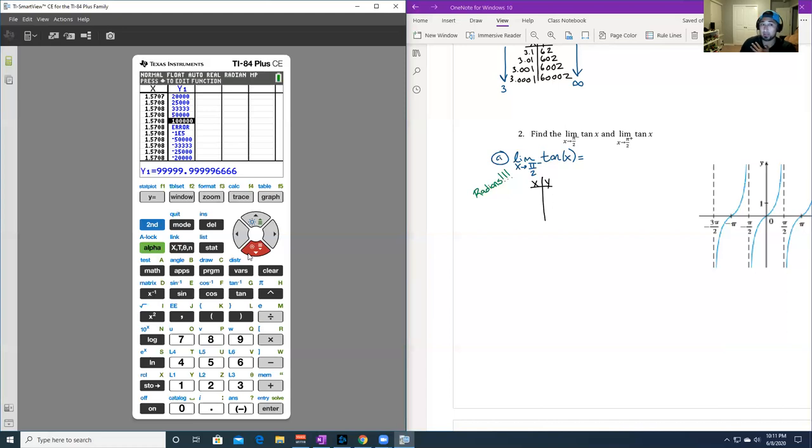Okay, so I'm gonna write these down. I'll just choose four or five of them. So let's say, yeah, I'll do that. So 1.5707, oh, that's 074. All right. So 1.57074 gives me 20,000. And then go down. 1.57075 gives me 25,000.